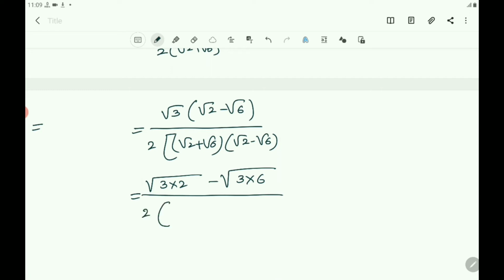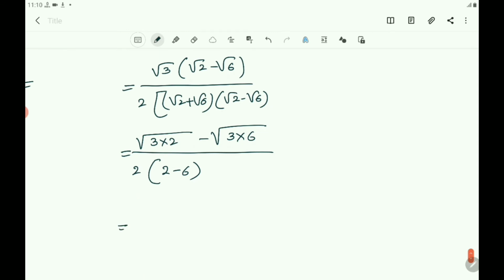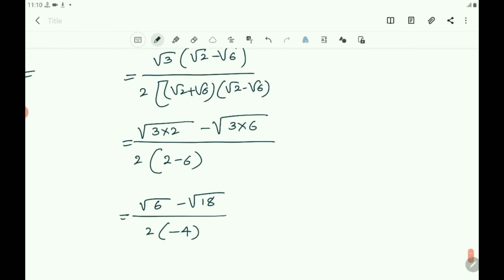Then the product of these two factors, root 2 plus root 6 and root 2 minus root 6, is 2 minus 6. You know that (root a plus root b) into (root a minus root b) is a minus b, that you have learnt in 9th standard. That equals, the numerator becomes root 6 minus root 18, that divided by 2 into (2 minus 6), which is minus 4.